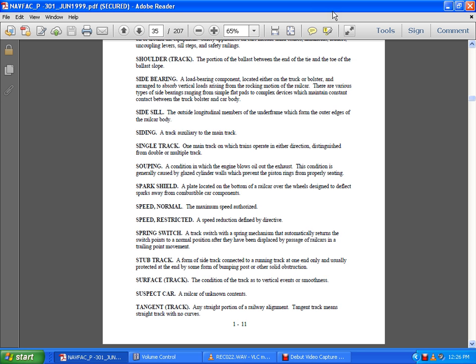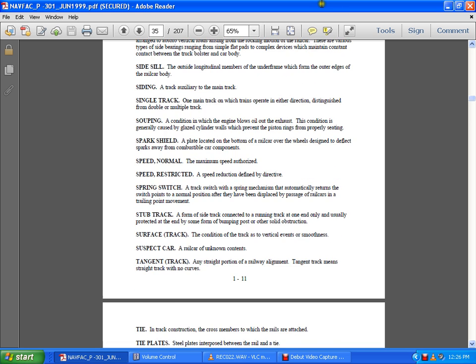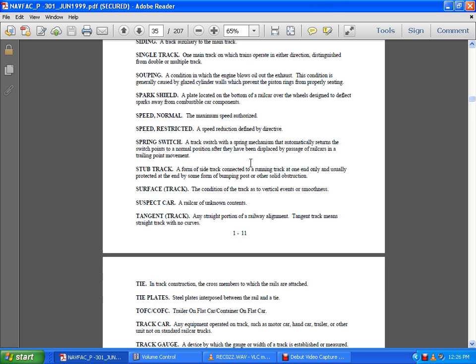The surface of the track is the condition of the track, such as vertical and other smoothness. Tangent track is any straight portion of railway line maintained with straight rails and no curves, and track construction. Ties are the cross members of the railway. A tie plate is a steel plate interposed in a railway tie.